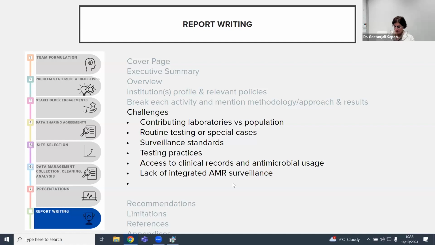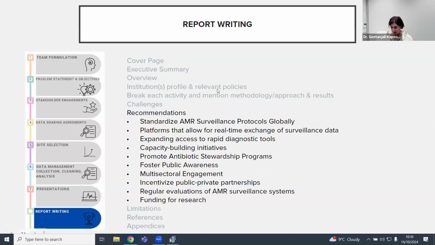Then we come to the recommendations. Our recommendations are typically, whatever your challenge is, you convert it to a recommendation. That's also pretty straightforward, but we can look into that in the next slide. So here we are. All that we discussed before is being converted over here.